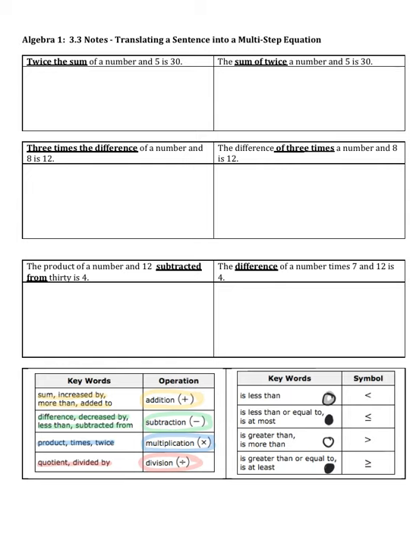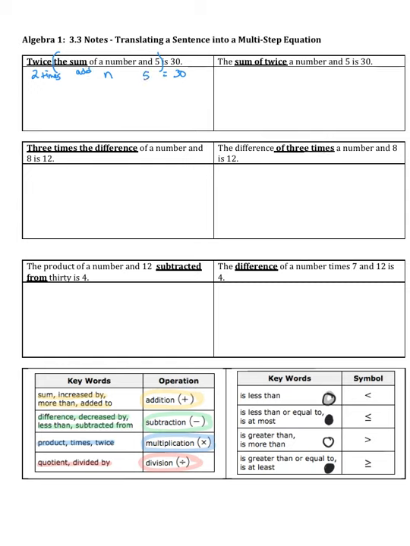So let's go to the top. Twice the sum of a number and 5. All right, twice means 2 times the sum. This is where we did the parentheses. The sum of a number and 5. The word is means equals, and then you've got 30. For a number, I'm going to write n. Sum means add.